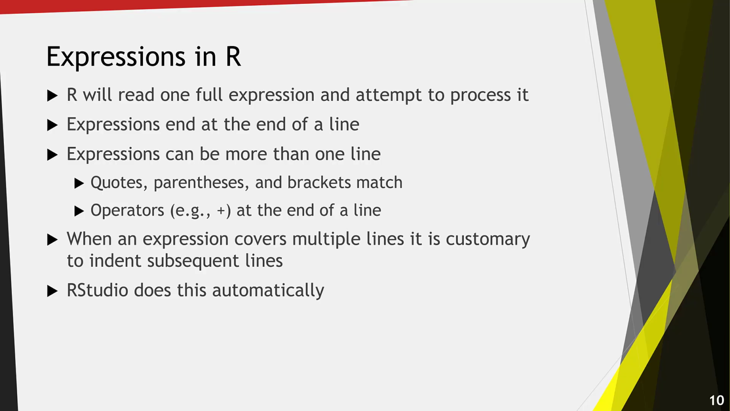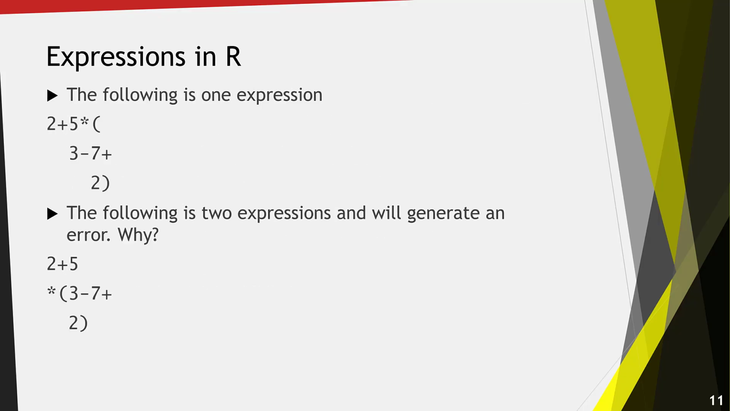And if you want something to span more than one line, you need to have an operator at the end of a line. I'll show you exactly what all of the operators are in a couple of slides. When an expression covers multiple lines, it's generally customary to indent the subsequent lines to show that you're spanning several lines with an expression. The nice thing is, RStudio does this for you automatically. So I've written out two expressions here. The first one is a valid expression. Each line ends with an operator. That's telling R that it needs to continue afterwards when it's reading through everything.